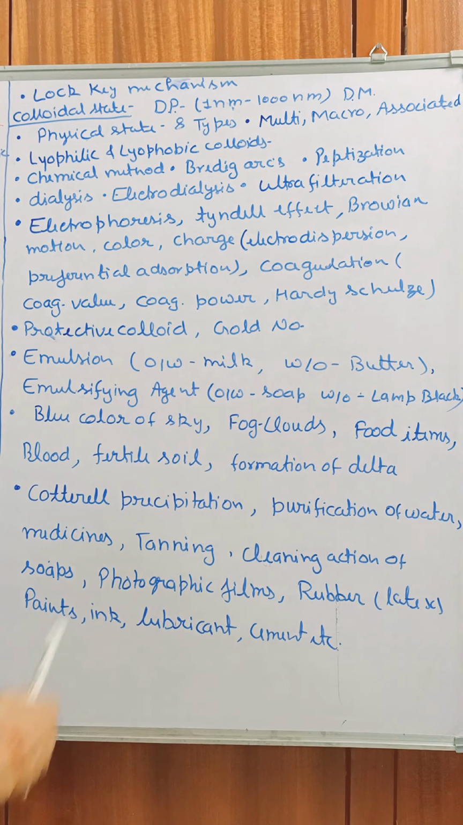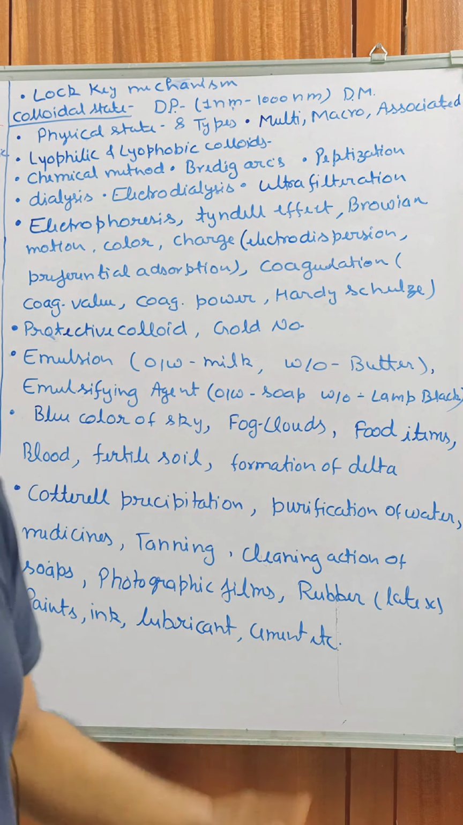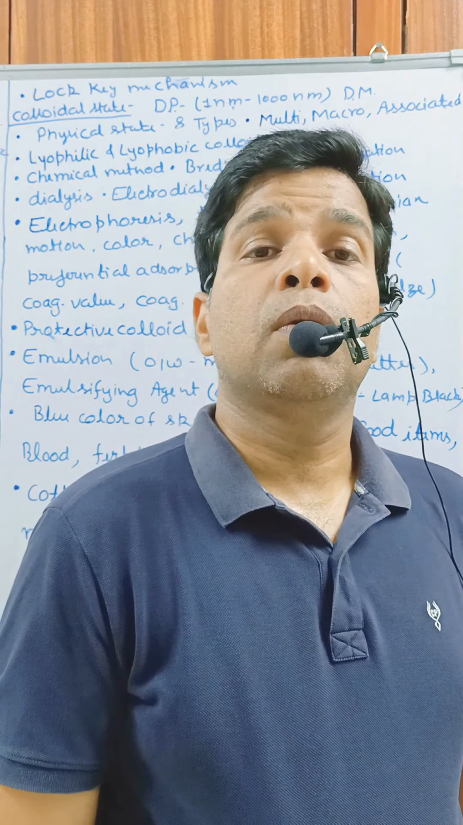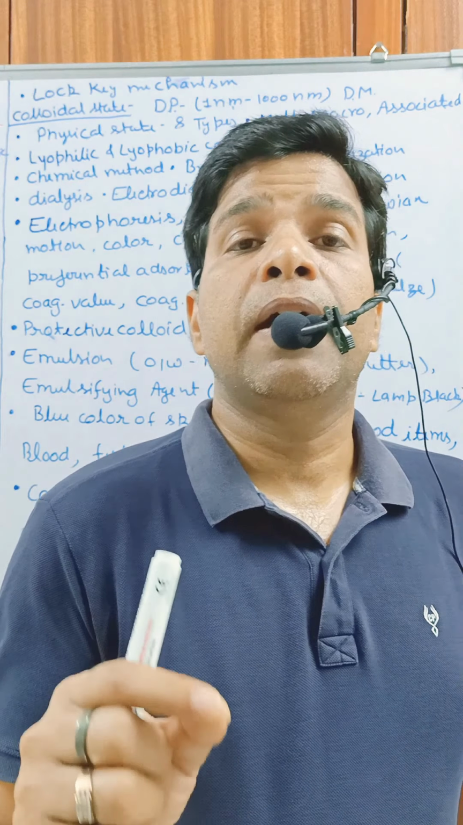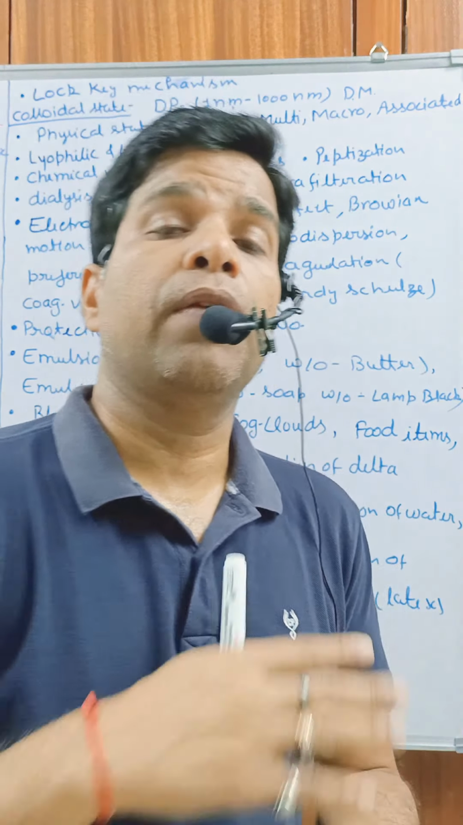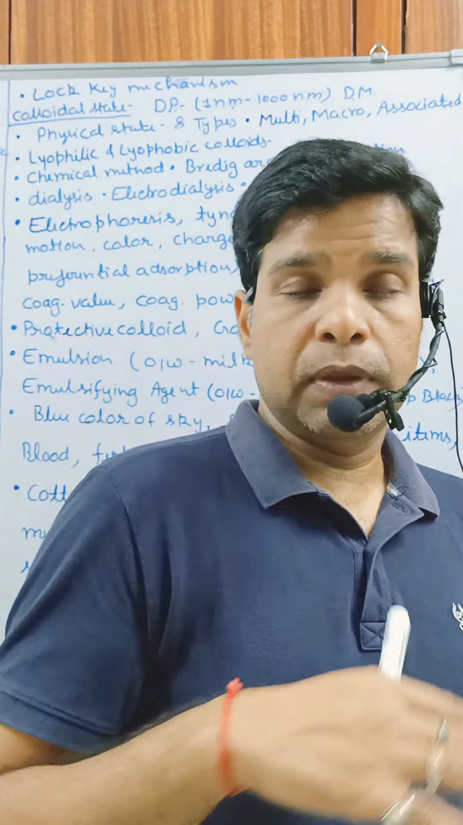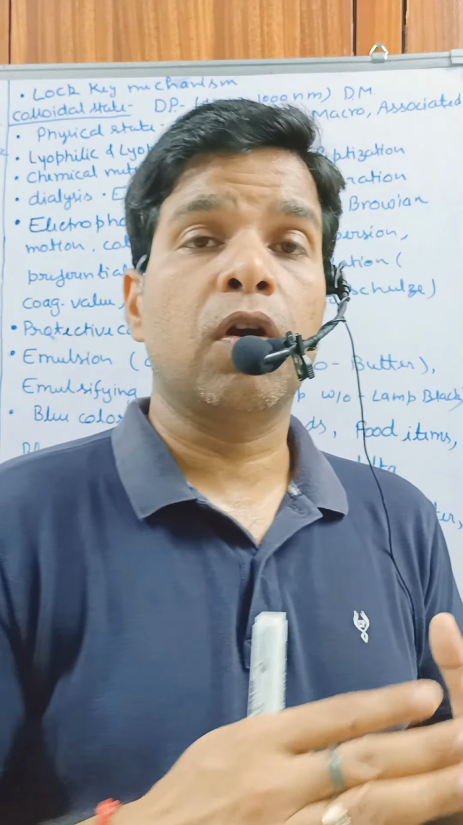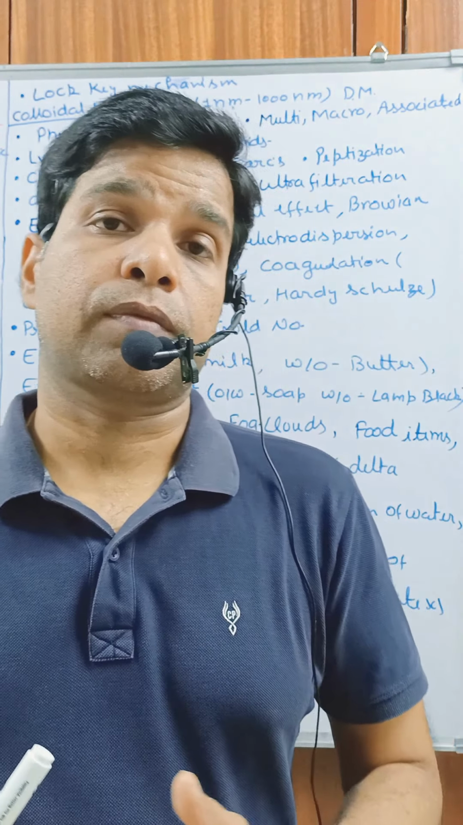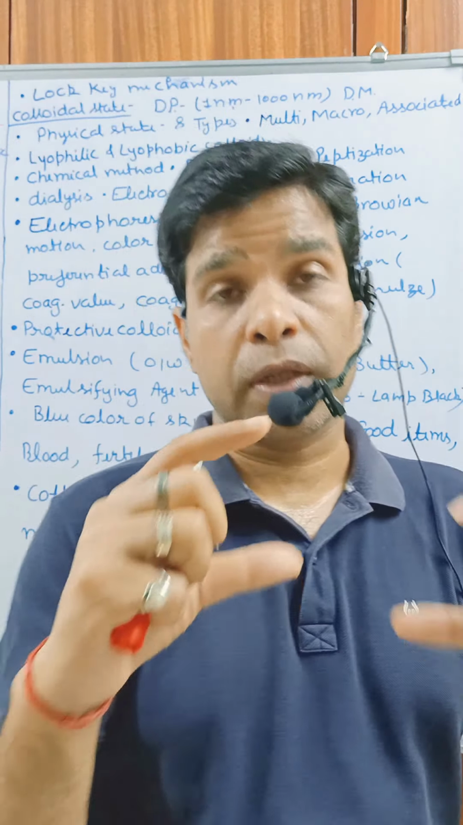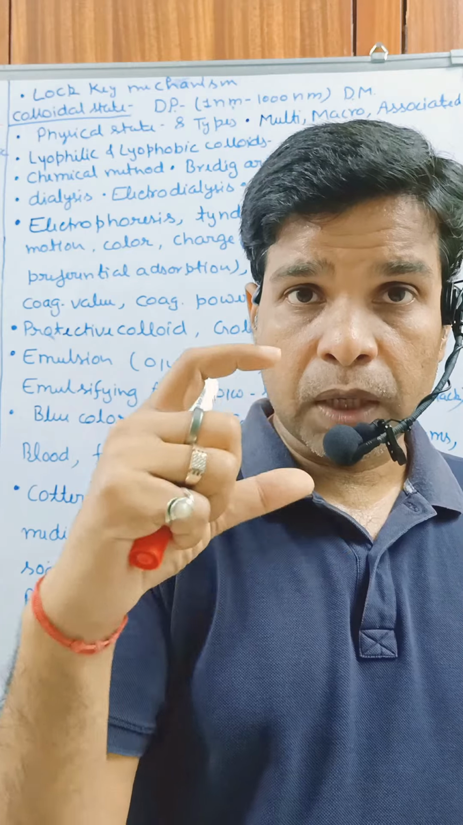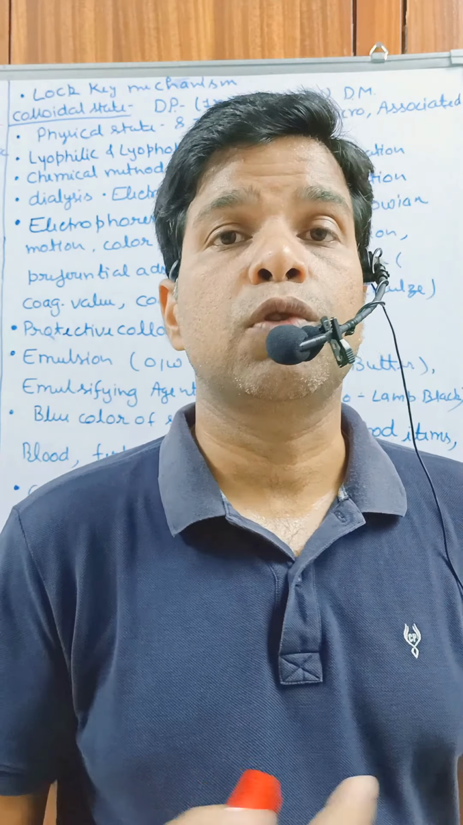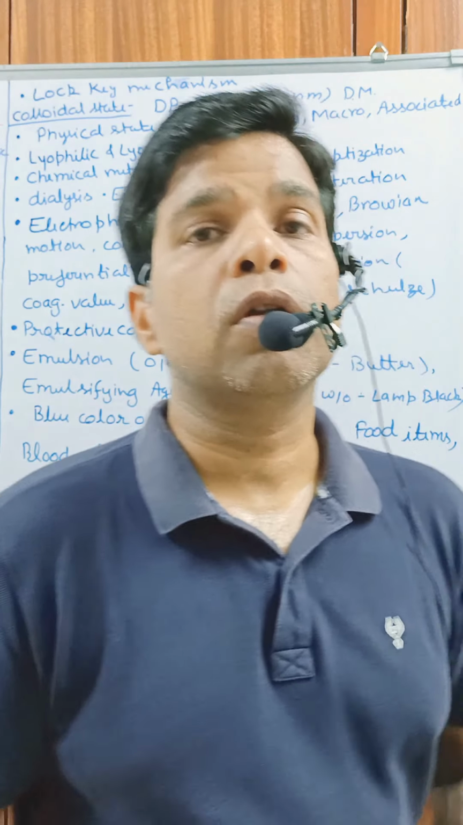Then tanning of leather. Tanning of leather is also called hardening of leather. Animal hide is colloidal in nature. What we do is apply some tannin on it, which causes coagulation. Due to the coagulation we have cross linking everywhere, and due to the formation of cross links, the hide becomes harder, and that is called leather, which is suitable for shoe manufacturing or purse manufacturing.